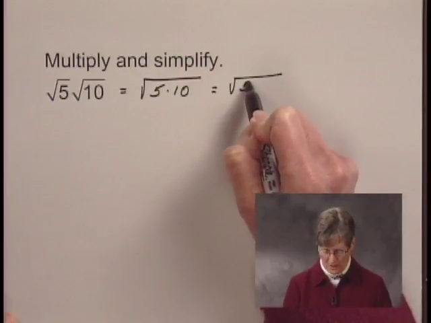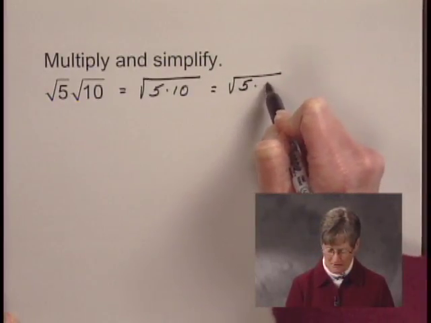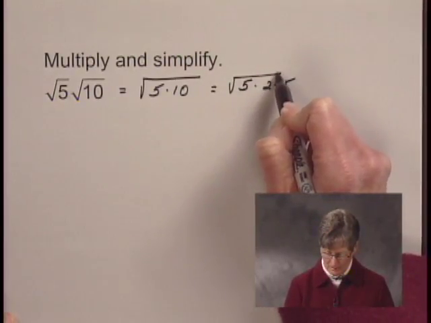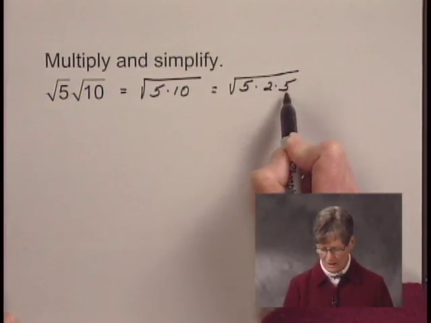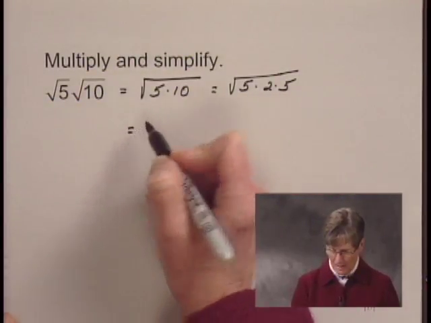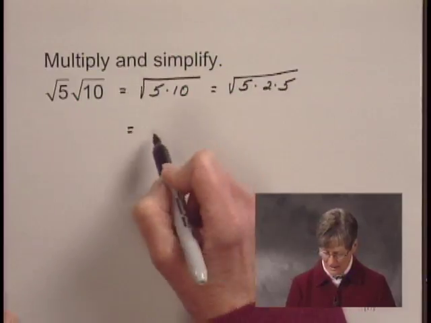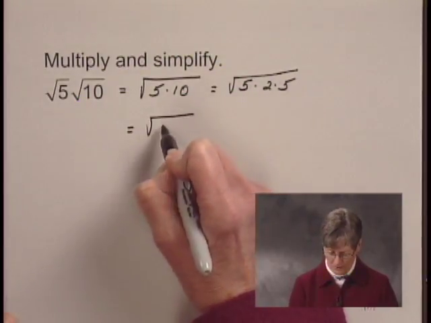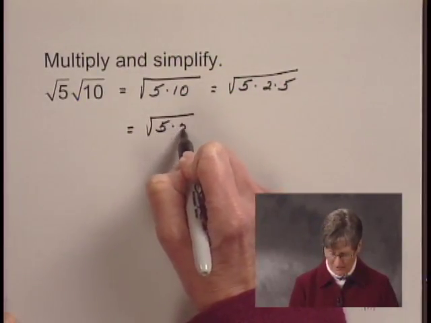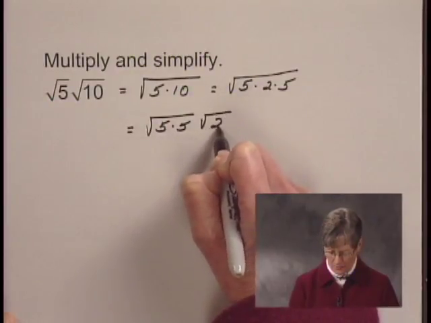5 is a prime number. It can't be factored, but 10 is 2 times 5. So I have the square root of 5 times 2 times 5. And I can write that then as a product of square roots, the square root of 5 times 5 times the square root of 2.